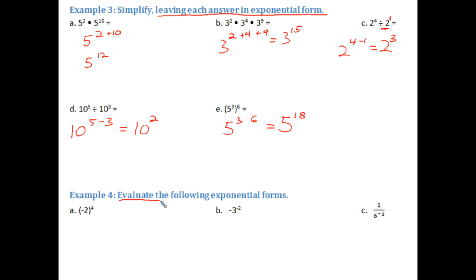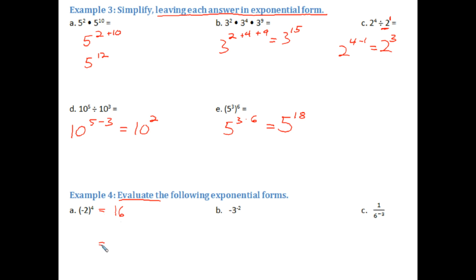This is negative 2 to the 4th. So the negative 2 is in parentheses, so that means it's negative 2 times negative 2 times negative 2 times negative 2. Well, there's 4 negatives. We know when there's an even amount of negatives, that's going to be a positive. So we know that's going to be a positive answer, and then 2 times 2 times 2 times 2 is 16. So this is just 16.